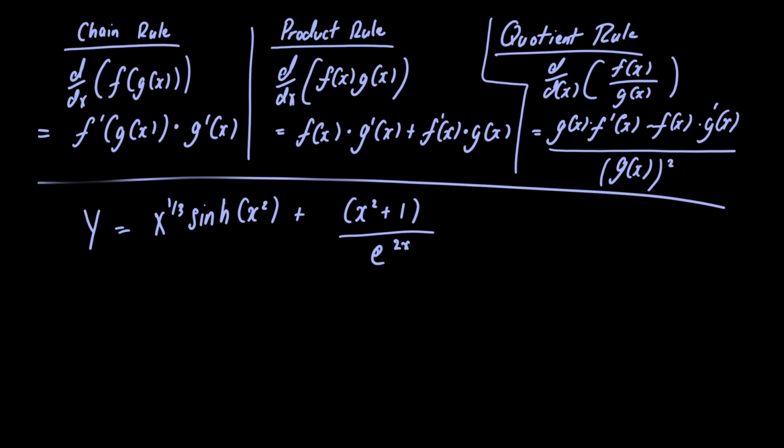In this video, we're going to figure out what the derivative is of this function here. It will require us to use the chain rule, the product rule, and the quotient rule, as we have a product here and we have a quotient here, and hyperbolic sine of x squared and e raised to 2x will require us to use the chain rule to take those derivatives. So let's go ahead and start by just taking the derivative of our function.